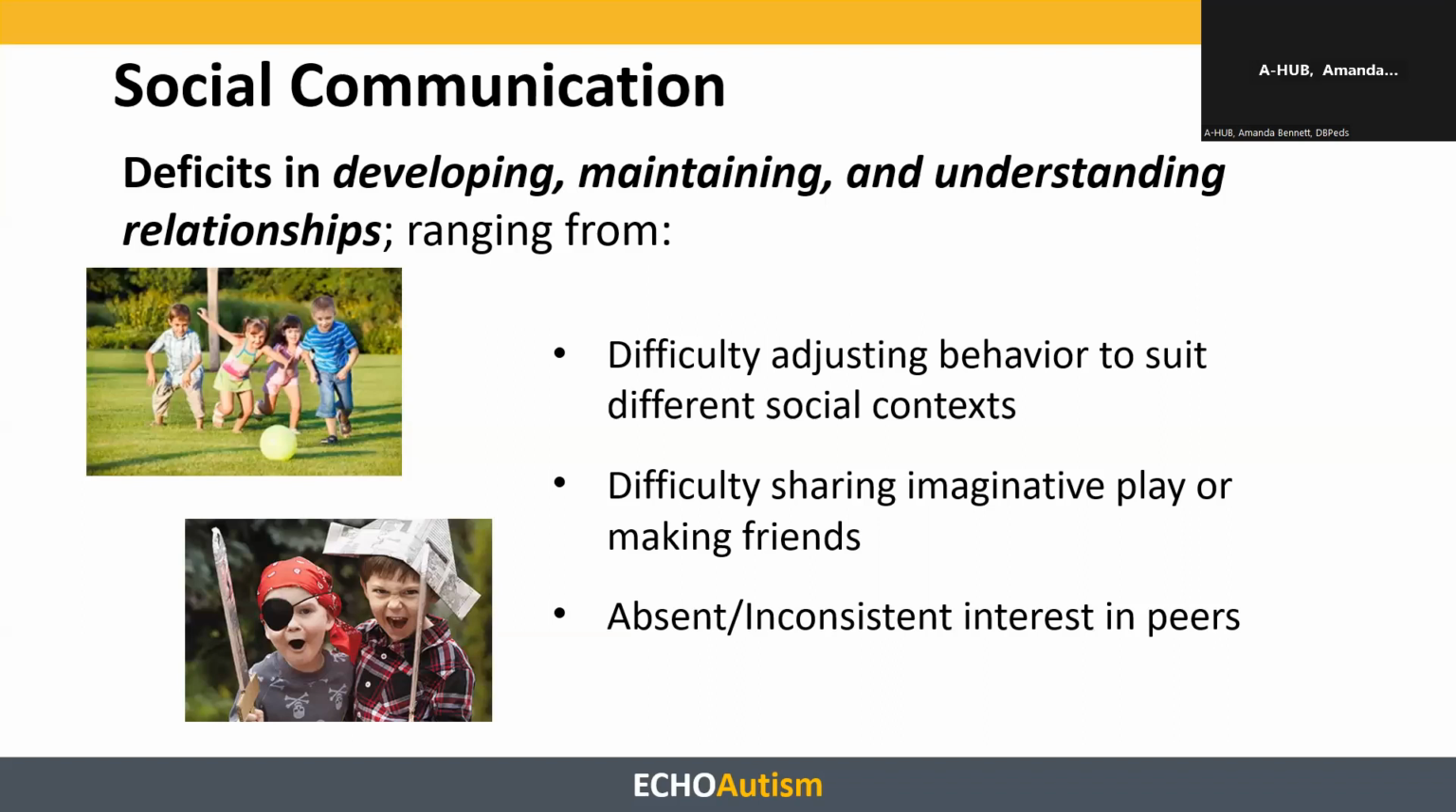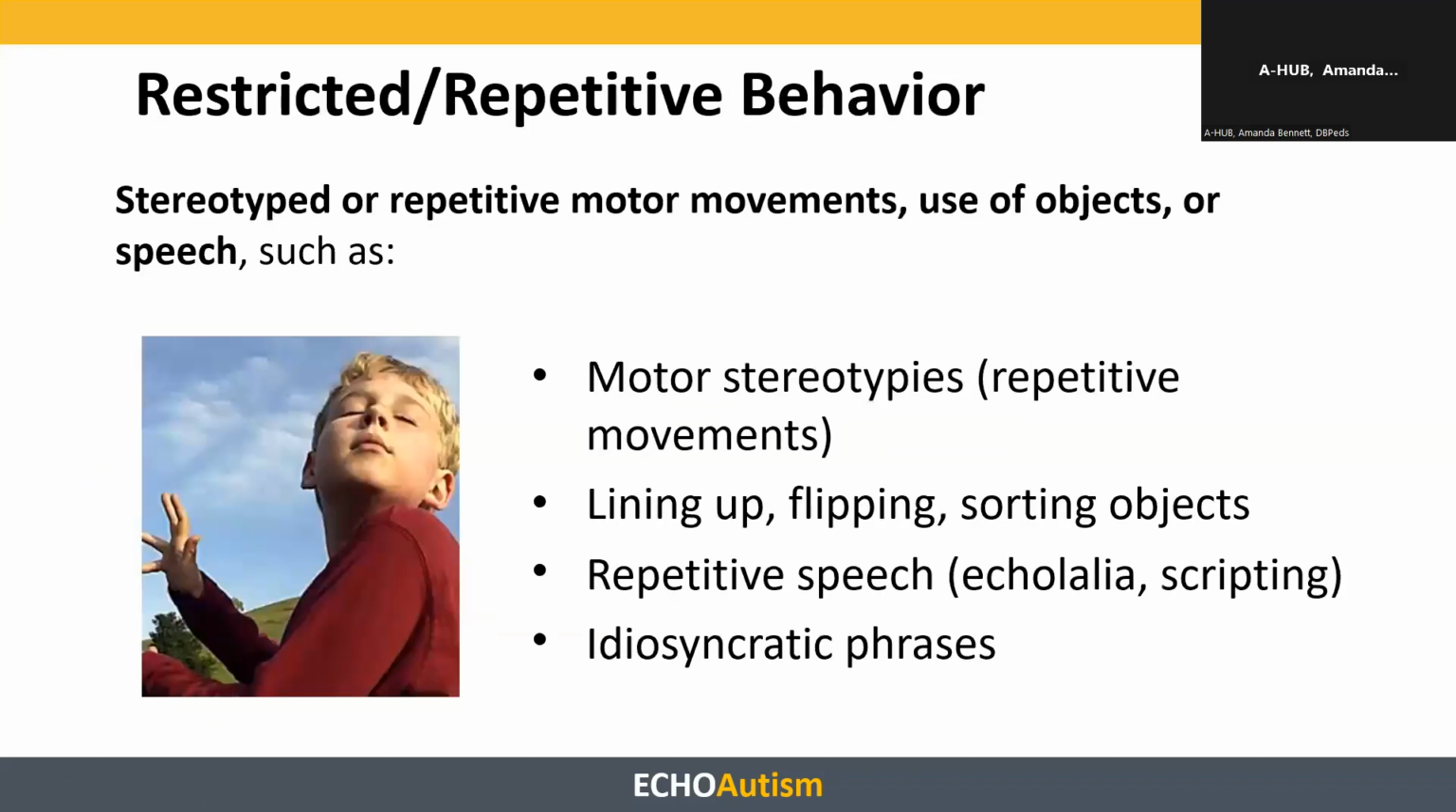And so again, someone with autism may have very limited interest in other children, but they may also be just inconsistent in how they respond or interact with their peers. Next slide.